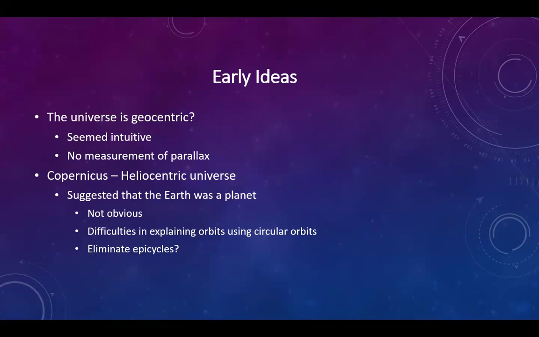So the early ideas of the universe were geocentric. This is the intuitive idea. There's no measurement of parallax of stars. The Earth doesn't seem to move. Copernicus suggested a heliocentric universe, suggested the Earth was a planet. This is not an obvious thing, and it doesn't really correspond to what we see when we just look out at the sky. And he had difficulties in explaining the orbits using circular orbits, and couldn't eliminate epicycles.